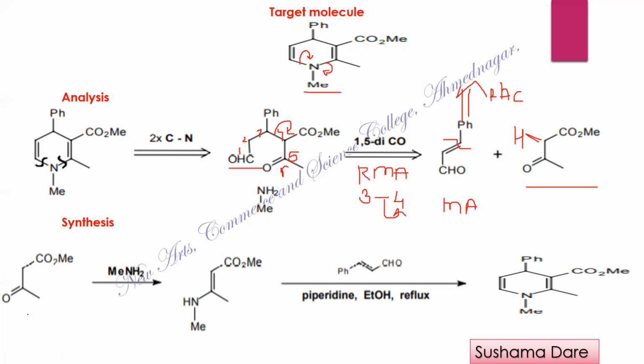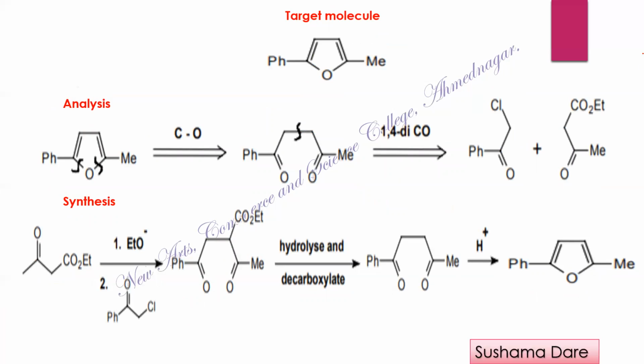Look at the synthesis, that is methyl acetoacetate, treat it with methylamine. After treatment with this, it attacks on this carbonyl group, this changes to O minus, and then there is a removal of water molecule. And after that, it attacks on the alpha-beta unsaturated carbonyl compound, so it gives the final target molecule.